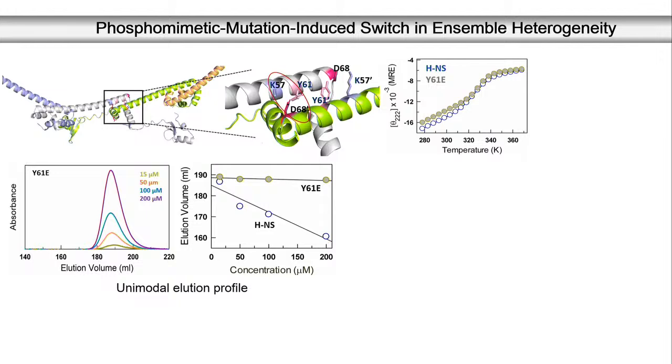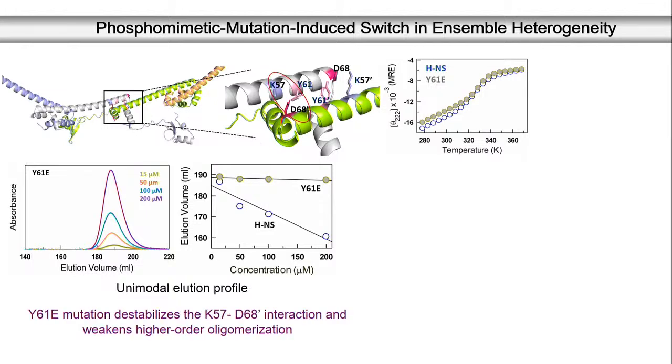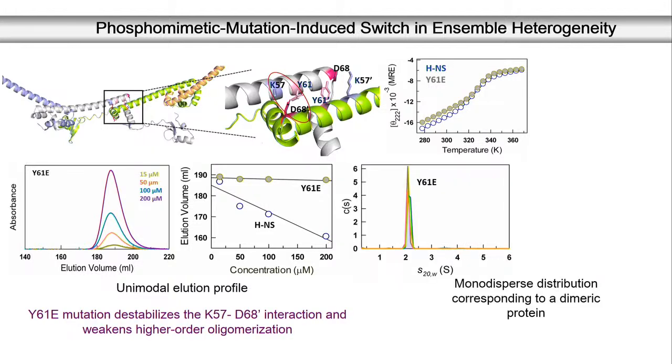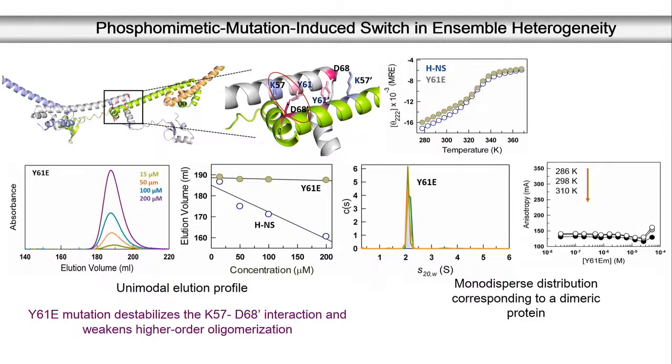This is just a representation of the same thing, and when we did analytical ultracentrifugation on top of this, all we found was a single peak, corresponding to that of a dimer. So when the phosphorylation happens on this system, you just have a dimer. There is no monomer that was present before, and there is no tetramer and no octamer. So the single phosphorylation event is able to switch this protein from being polydisperse to monodisperse, having a single molecular species in solution, which is completely dimeric.